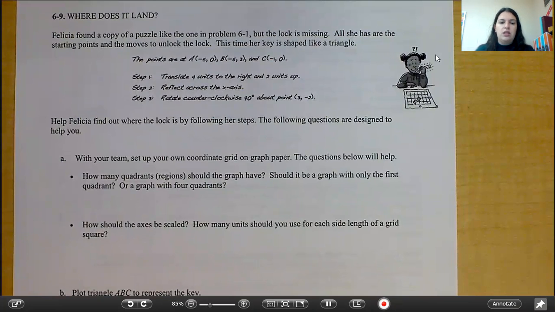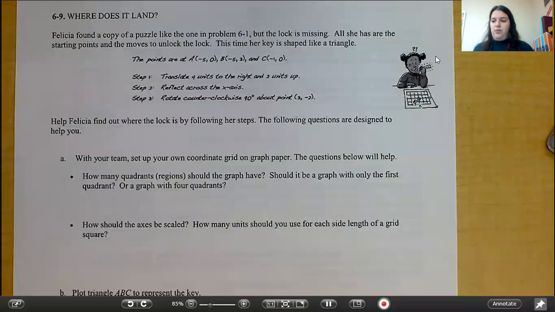A. With your team, set up your own coordinate grid on graph paper. The questions below will help you. How many quadrants, regions should the graph have? Should it be a graph with only the first quadrant or a graph with 4 quadrants? How should the axes be scaled? How many units should you use for each side length of a grid square? So go ahead and pause your video right now and set up your graph on graph paper.